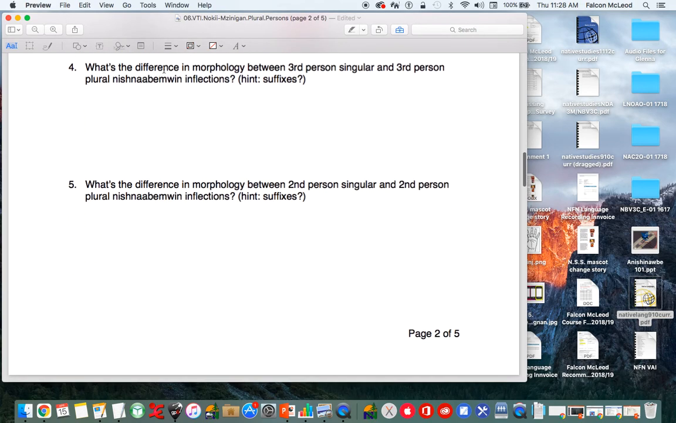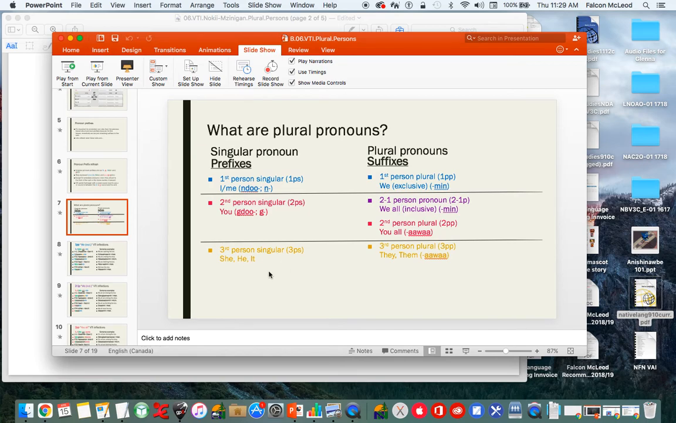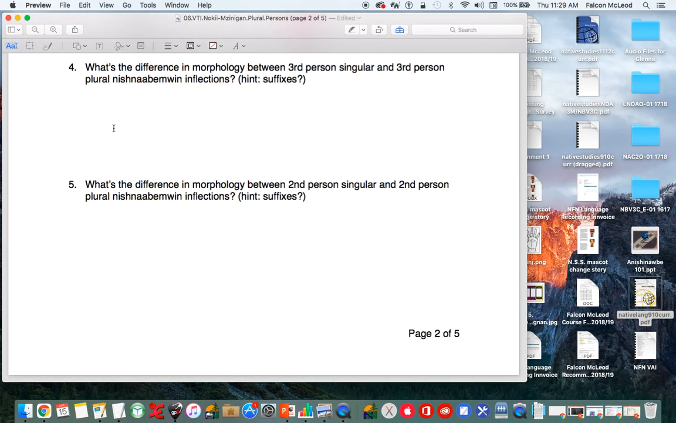All right. So what's the difference in morphology between third person singular and third person plural Nishnaabemwin inflections? Hint, suffixes. So when we're inflecting our verbs, what's the difference between third person singular and the plural version? We can go back to our lesson here. Third person singular doesn't have a prefix or suffix. Third person plural, however, has a suffix. So we can write that in here. Third person plural would use the suffix awa or aawaan, depending on inanimate plurality.